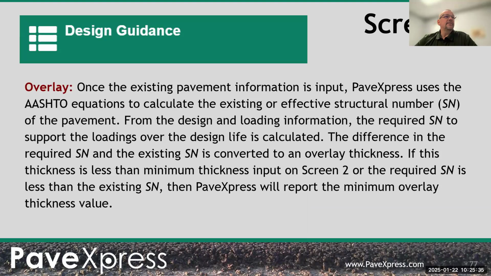And once that existing pavement information is input, we use the AASHTO equations to calculate that existing or effective structural number, as we talked about. From the design and loading information, the required structural number to support the loadings is calculated, and that difference is converted to that overlay thickness. If this thickness is less than the minimum thickness input earlier, or the required structural number is less than the existing structural number, then PaveXpress will report the minimum overlay thickness value.